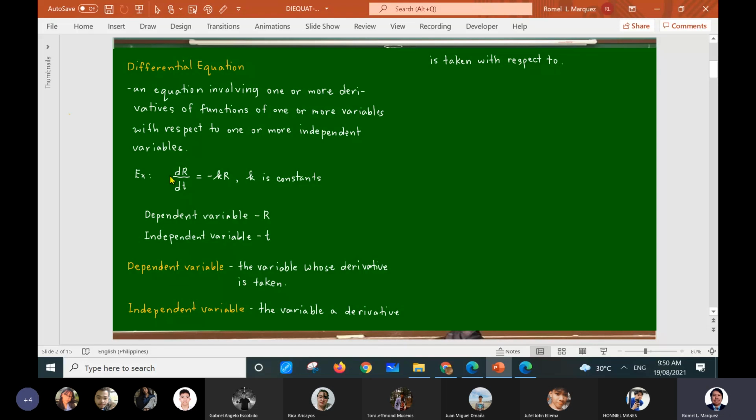So in this case, in our example, what is the independent variable again? T. So it means we take the derivative of r with respect to that. Is that clear, guys? Yes po. Okay, let us have some more of these differential equations, okay?